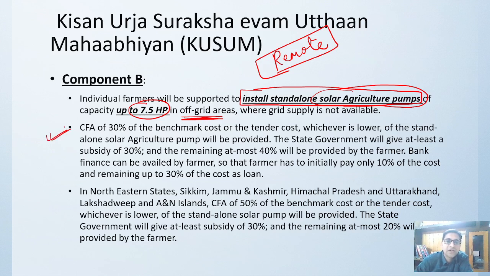CFA of 30% of the tender cost will be there. So the state government will give a subsidy of at least 30%, and the remaining at most 40% will be provided by the farmer. The bank will be financing the farmer in the later stages, right? For the northeastern states, Sikkim, Jammu Kashmir, and Himachal Pradesh, this percentage is different as per the requirement, whether they are a backward state, an advanced state, or a very backward state.